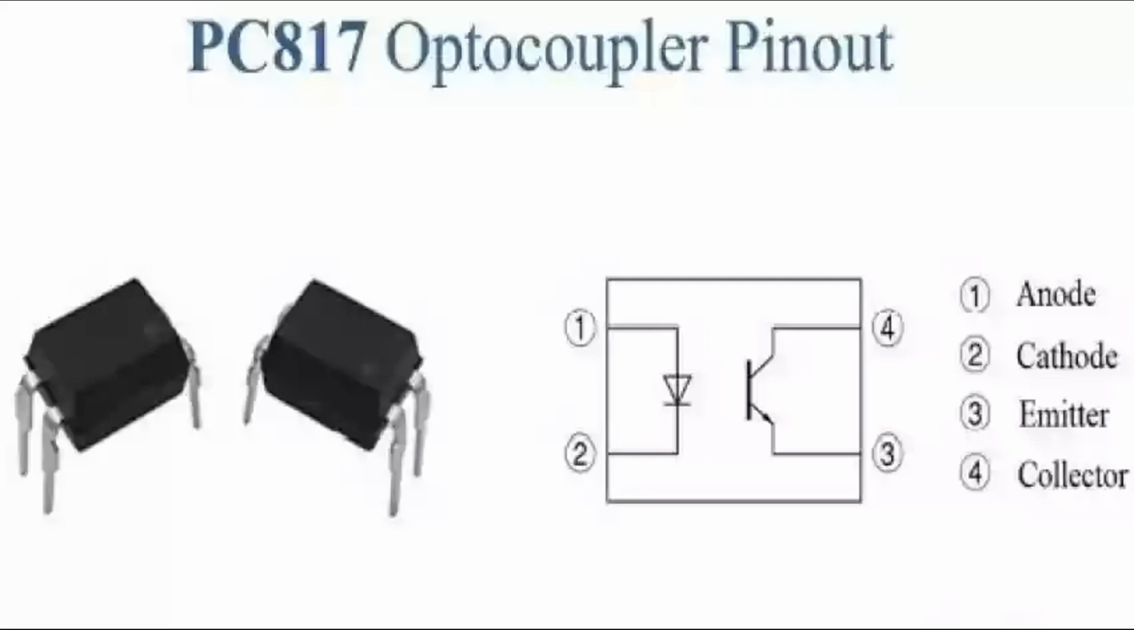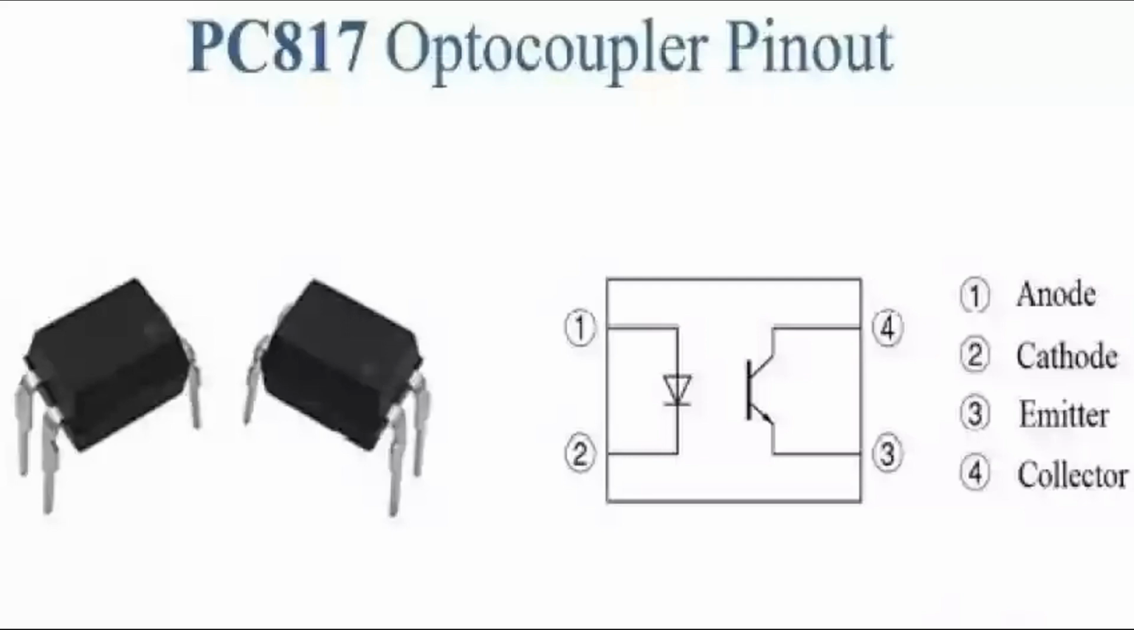Signal isolation and protection. Digital signal isolation: optocouplers are used to isolate digital signals in applications where noise or voltage differences could harm sensitive components. Analog signal isolation: they can also isolate analog signals, ensuring that signal integrity is maintained in measurement and control systems.